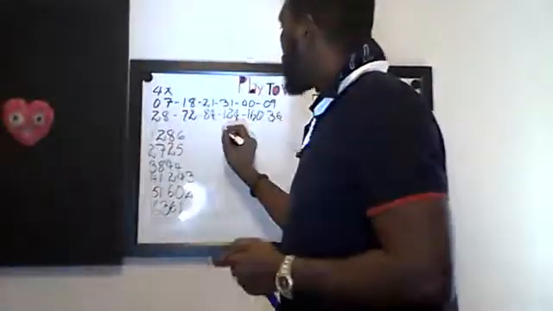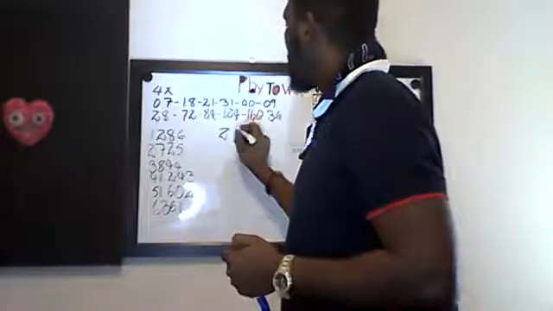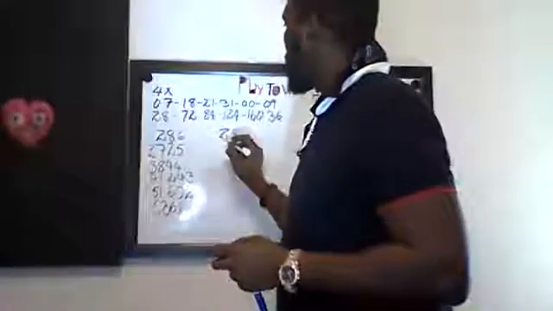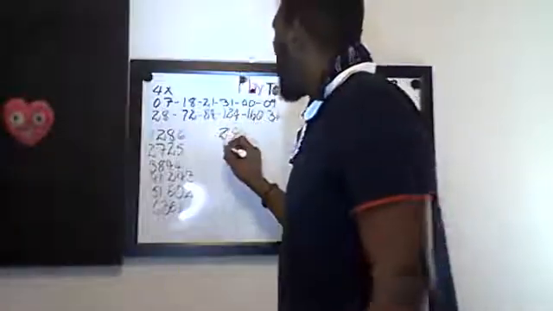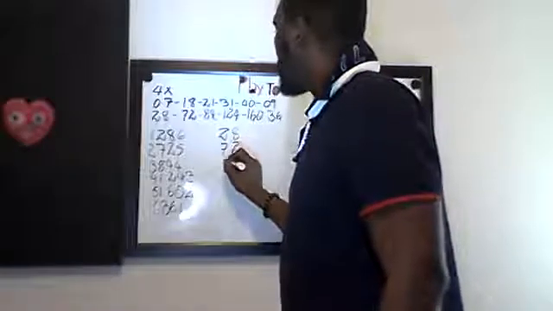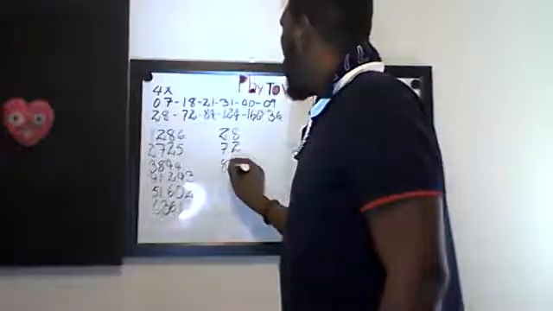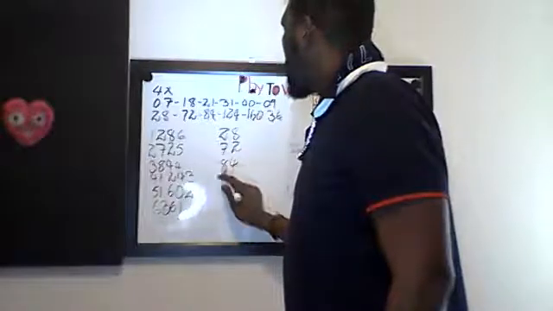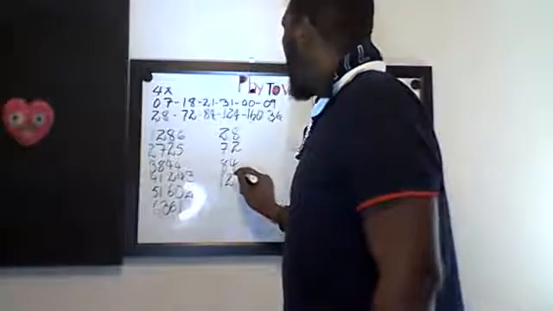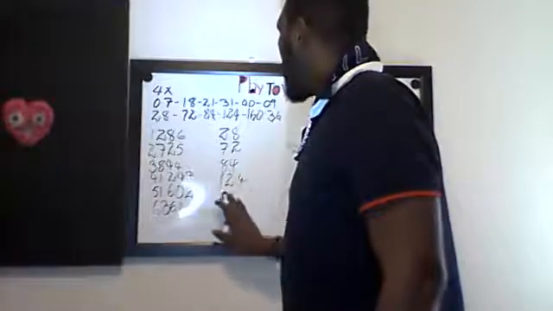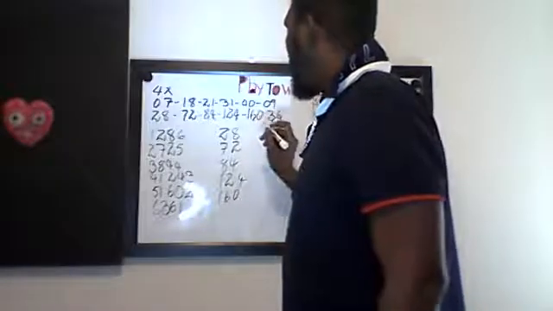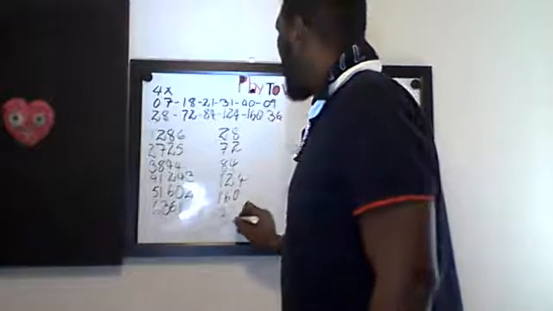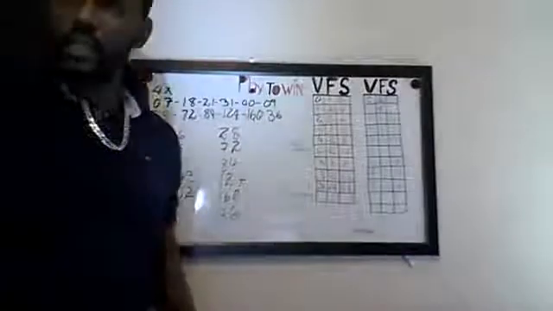The first result was 28, because 4 times 7 is 28. Now the next one, 4 times 18 is 72. 4 times 21 is 84. 4 times 31 is 124, right? And then 4 times 40 is 160. 4 times 9 is 36. So what I do, I go on each side, I add 1 to 6.